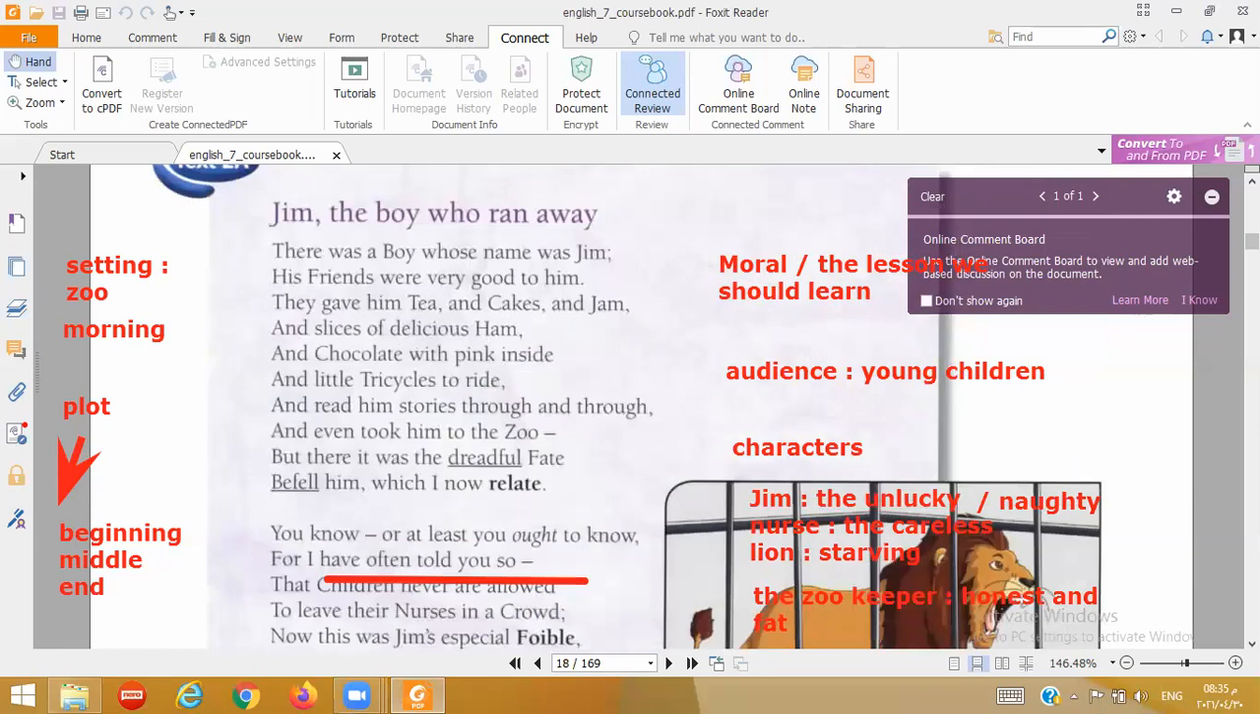So the story starts happy, you know, a happy beginning. The boy has kind friends. They give him chocolate, tricycles to ride, you know. So I feel like that was a spoiled boy, right? Spoiled boy. He has everything he wants. So that's the beginning of the story.